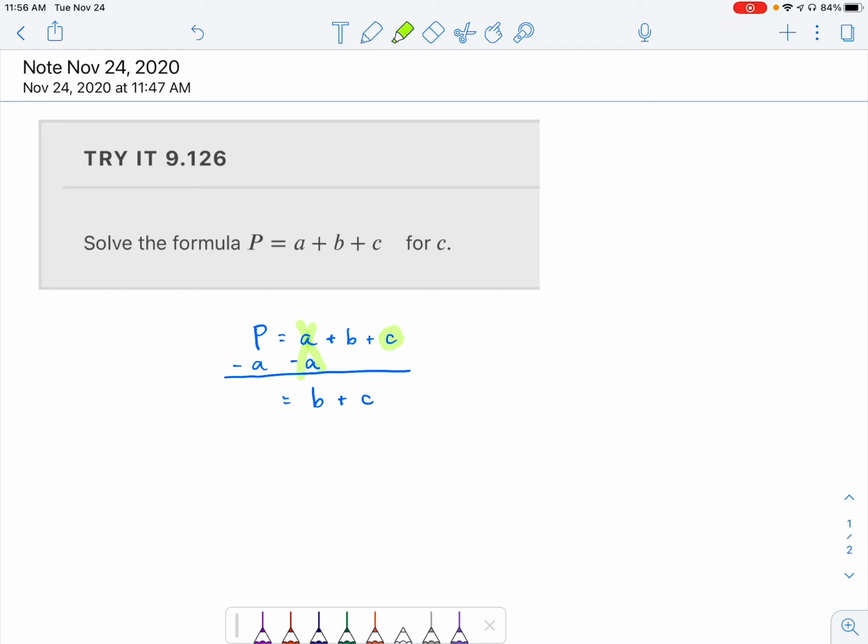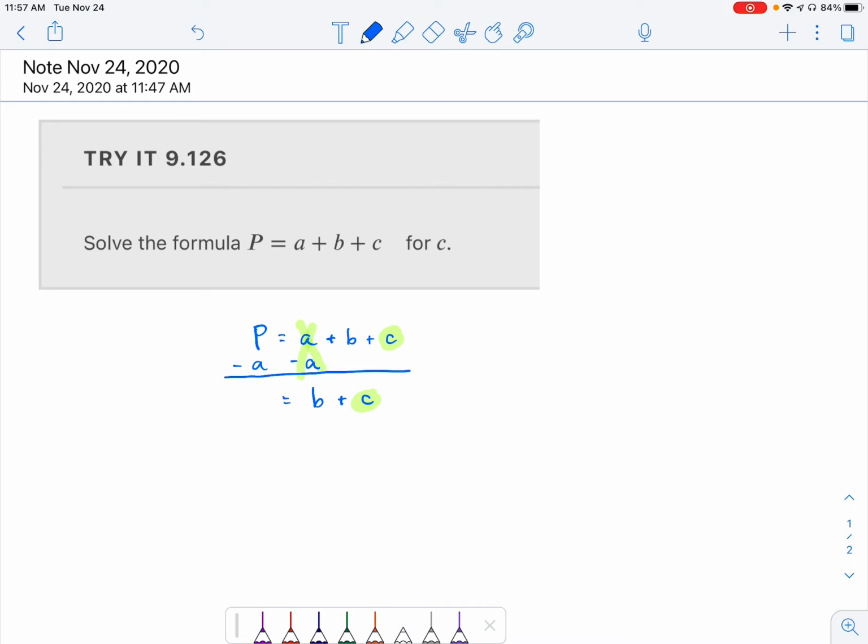And let's highlight that C again to show that that's what we're trying to get by itself. And then on the left-hand side, now normally I'd have two numbers here that I could subtract and I'd have just a single number as my answer, but I don't know what P is and I don't know what A is.